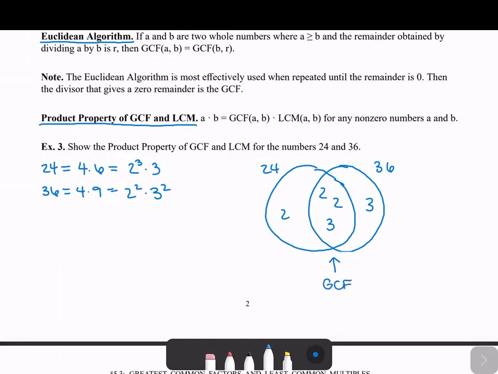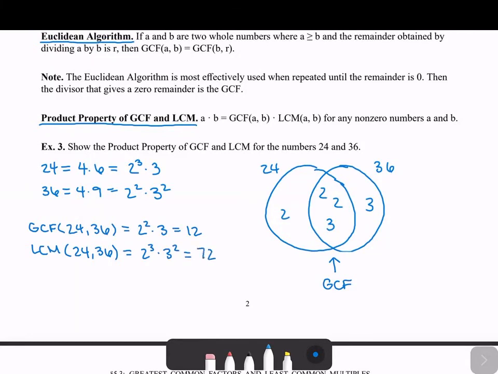is the multiplication of this middle part. So the GCF of 24 and 36 is 2 times 2 times 3, which is 12. And the LCM of 24 and 36 is, remember, we take all of everything in the Venn diagram. So this is going to be 2 cubed times 3 squared, which is 8 times 9, which is 72.